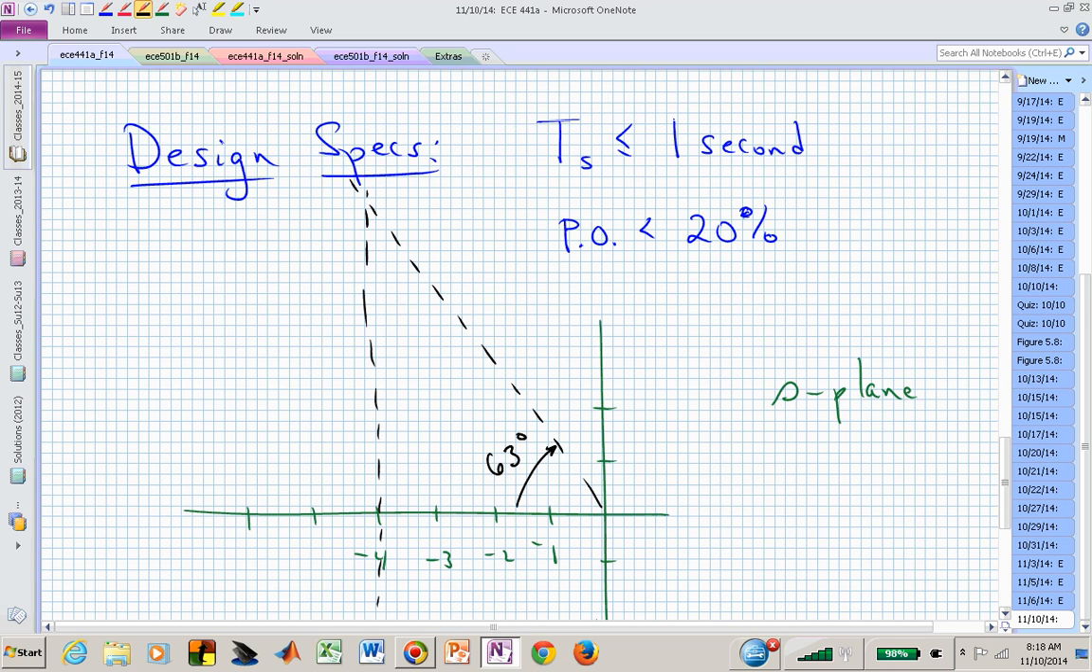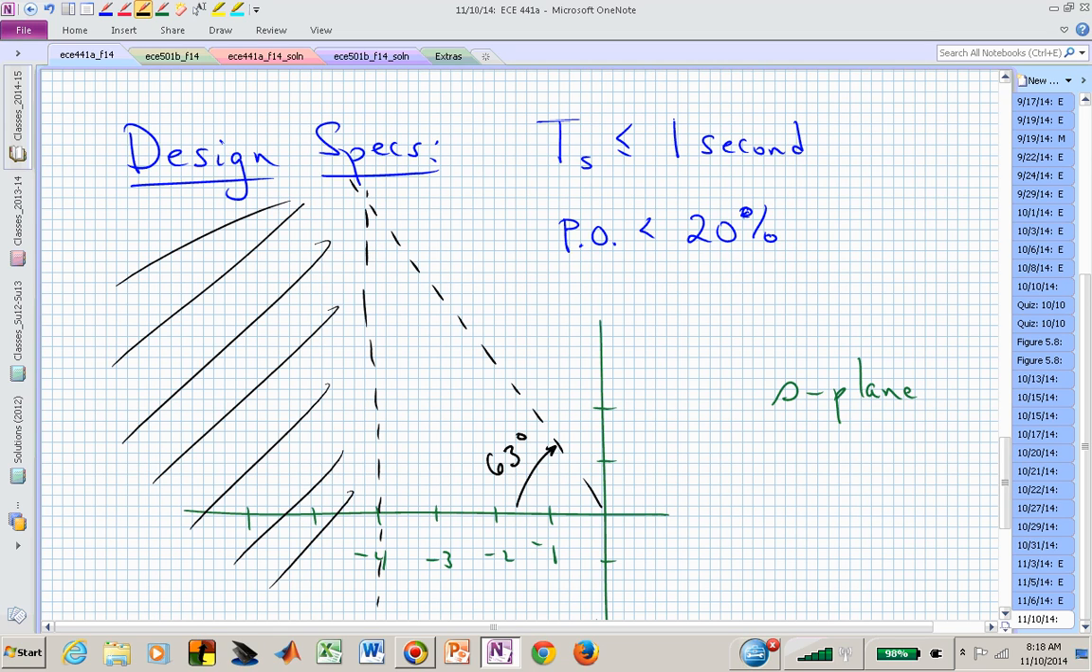Typically, we want a percent overshoot inside our angle. So now we want that dominant pole location to be located inside that 63 degree angle, and we want the settling time faster than 1 second, so that means we're going further into the left half plane. We now would like our dominant poles, and now I'm just crosshatching up to that angular line of 63 degrees. Is it clear what I'm shading?